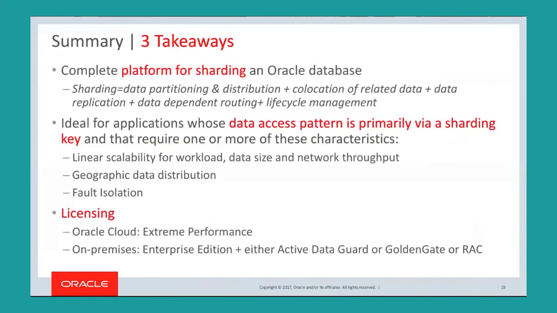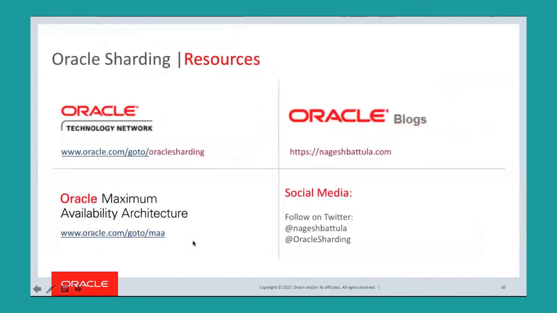Licensing, I talked about it, right? For on-prem, you need Enterprise Edition, plus one of the high availability options, either Active Data Guard or Golden Gate or RAC. It's included in it. And if you want to do it on the cloud, you need to have extreme performance.